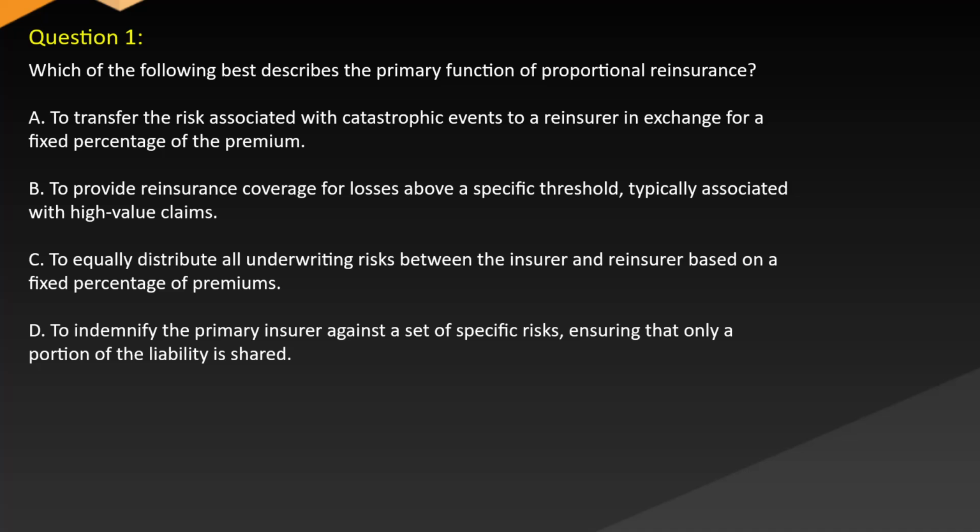Question 1. Which of the following best describes the primary function of proportional reinsurance? A. To transfer the risk associated with catastrophic events to a reinsurer in exchange for a fixed percentage of the premium. B. To provide reinsurance coverage for losses above a specific threshold typically associated with high-value claims. C. To equally distribute all underwriting risks between the insurer and reinsurer based on a fixed percentage of premiums. D. To indemnify the primary insurer against a set of risks ensuring that only a portion of the liability is shared.